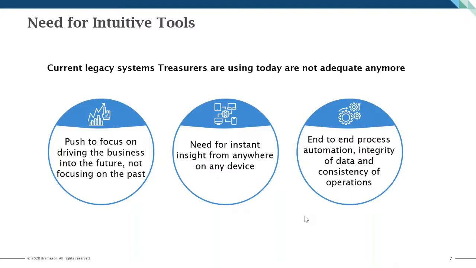And if we look at our current legacy systems, treasuries today, they're not really that adequate anymore. So we are now pushing to focus on driving those businesses into the future and not focusing on what we had in the past, looking for how we can get that instant insight anywhere on any device, whether it be on our tablets, our cell phones, our PCs and so forth, because we're all very mobile today. And looking at how we can look at those end-to-end processes and automation to have that integrity of our data and also the consistency of that data within our operations.